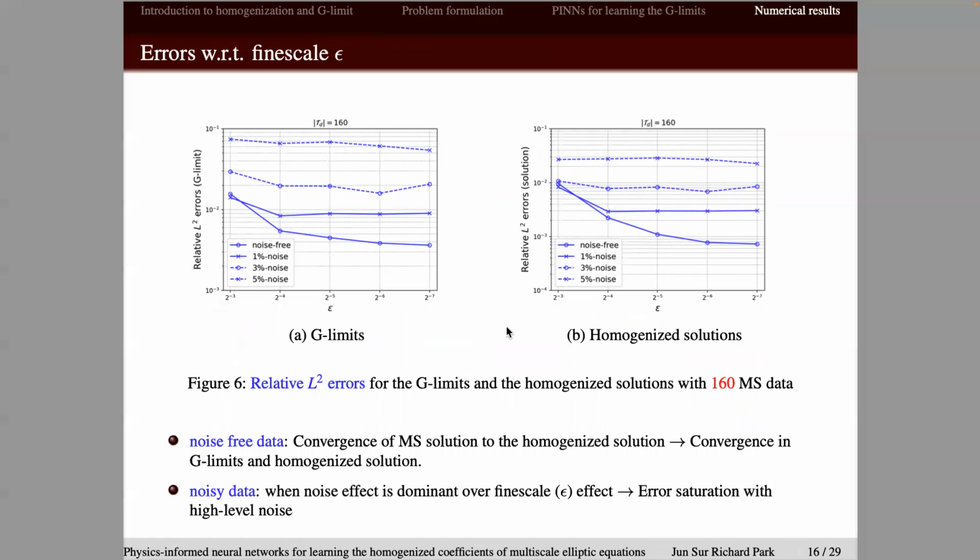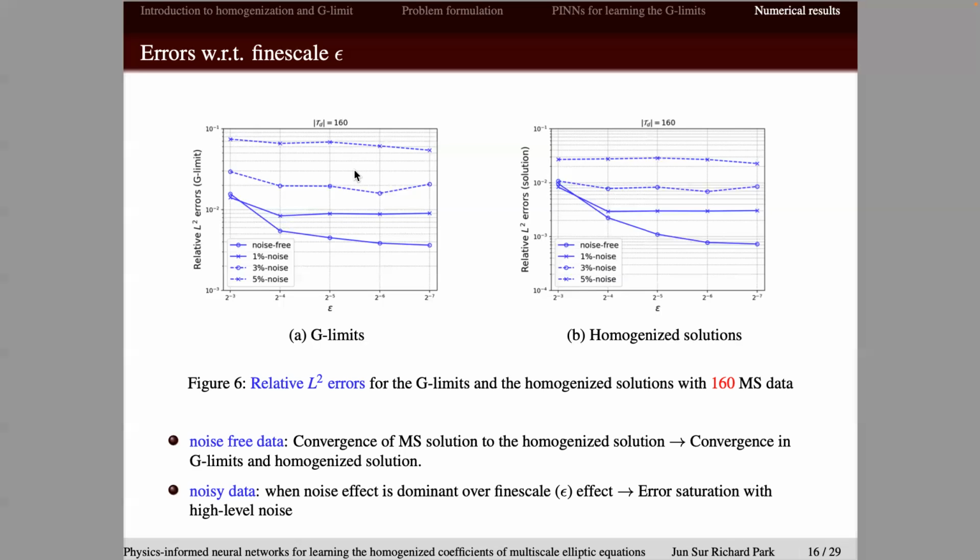Okay, so I also want to present the error results with respect to the fine scale parameter epsilon. The left figure represents the relative L2 error for the G limit, and the right one represents those for homogenized solutions. These 4 lines represent the results from noise-free, 1%, 3%, and 5% noise data. If you focus on the noise-free case, we can see some convergence. This was expected because as epsilon tends to 0, our data, the multiscale solution, converges to the homogenized solution, our ideal data, right? But with some noise corruption, we can see that this convergence tendency has been mitigated.